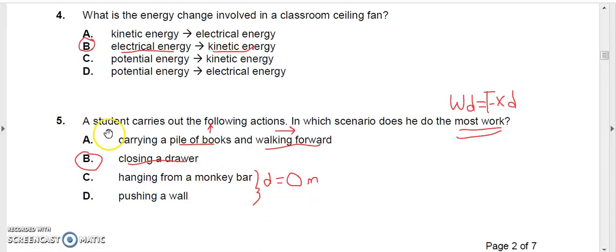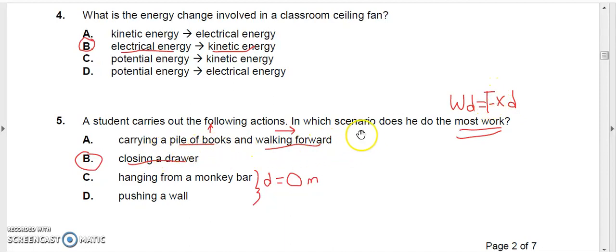Question number 5, a student carries out the following actions. In which scenario does he do the most work? So you must know what work done is. Work done is basically just force times distance moved. The key is that the distance must be moving in the same direction as the force.